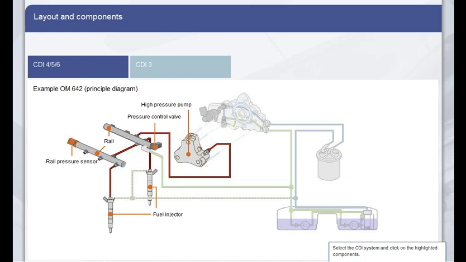The rail pressure sensor records the current fuel pressure in the rail and sends an electrical signal to the CDI control unit.